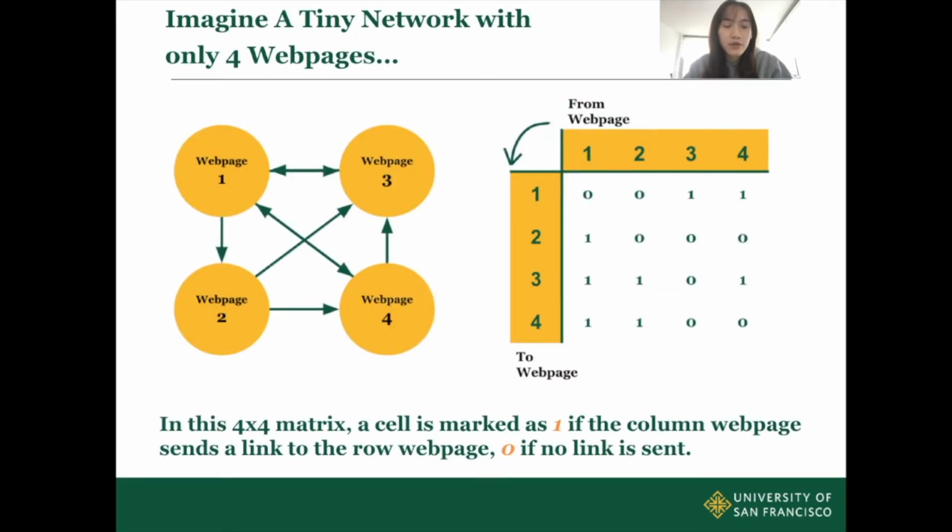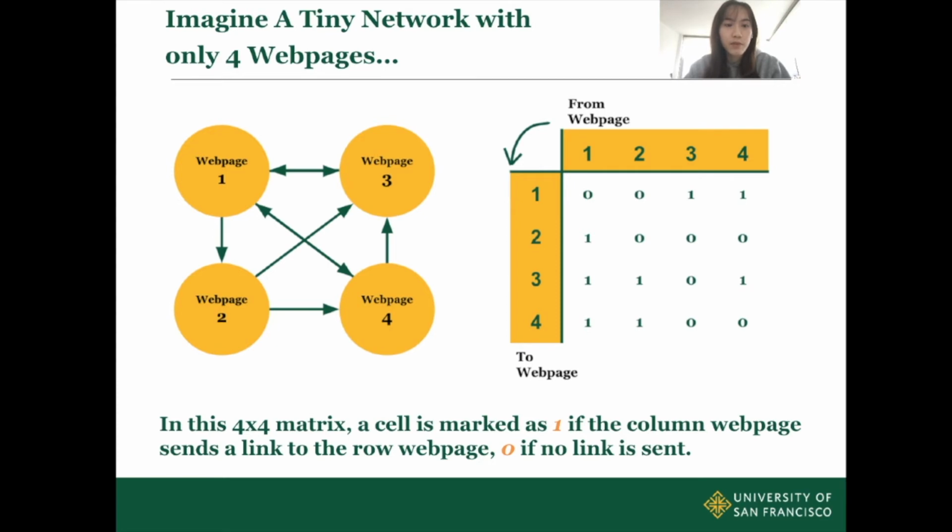Before we actually get to the algorithm, let's imagine a tiny network with only 4 web pages, and they're somehow connected with each other. Some of the web pages send a link to the other web page and some do not. So if we construct a matrix for the connection, with column being the web page that sends a link and row being the web page that receives it, it will look like a matrix on the right-hand side.